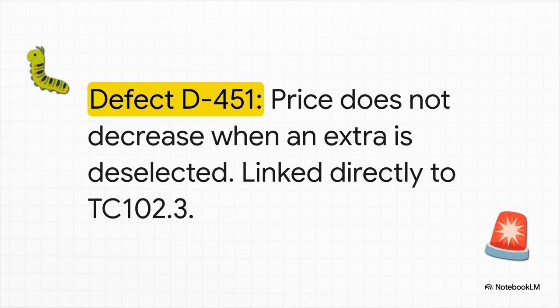But, when we run that test case, it fails. The price just stays the same. So we file defect D451, which is linked directly back to the test case that found it. And right there, boom, you can see the golden thread. Requirement R102 is tested by test case TC102.3, which then uncovered defect D451. It's a perfect, traceable chain of evidence.